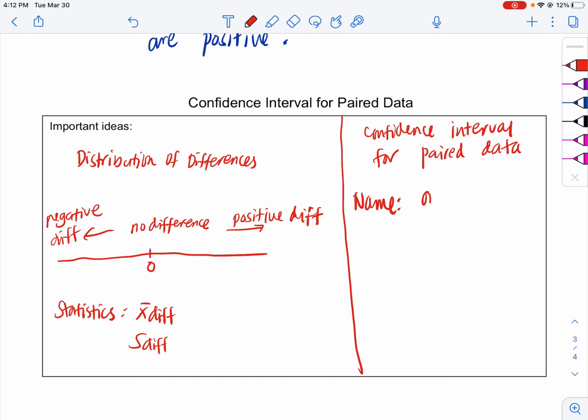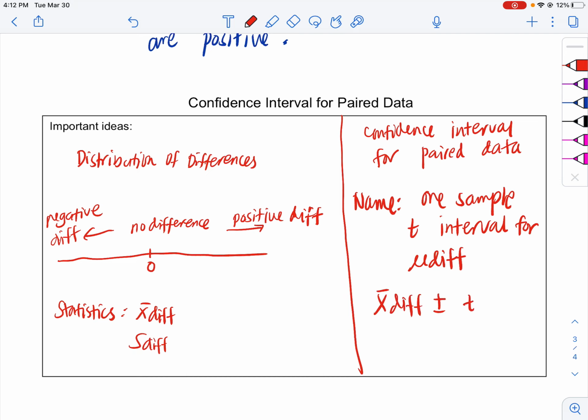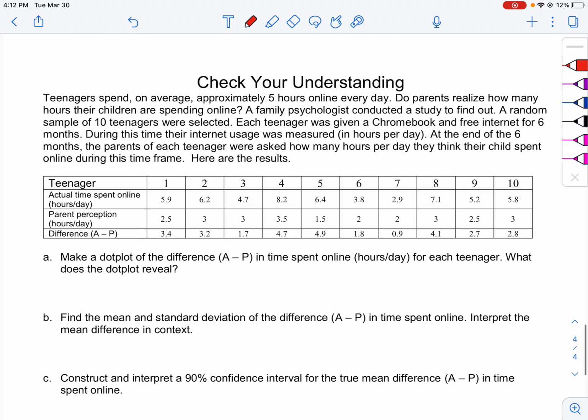So the name of it will now change into one sample t interval for mu diff. And then our formula is x-bar diff plus and minus t star s diff over square root of n. Okay? Here you go. Let's start with this one.